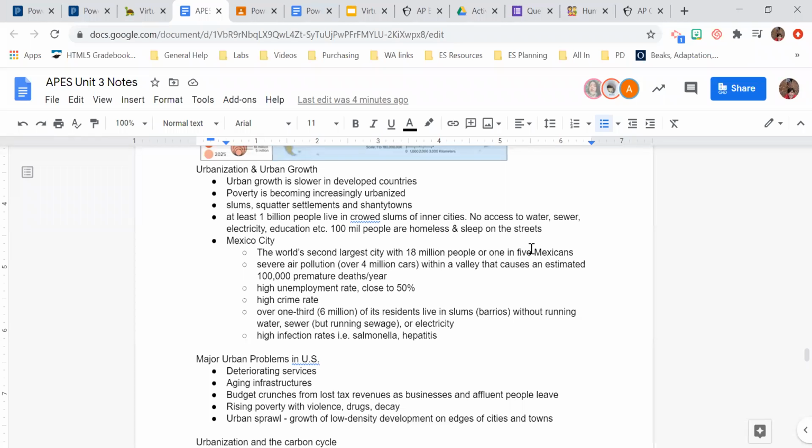And because you have so many people crammed together, we have high disease infection rates. So these slum areas can be big, big problems for the people who live there as far as staying healthy, because of not having access to clean water, but also the high disease rate.